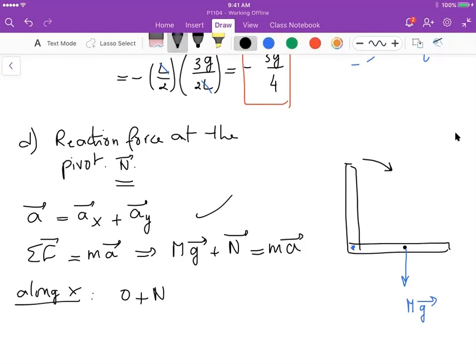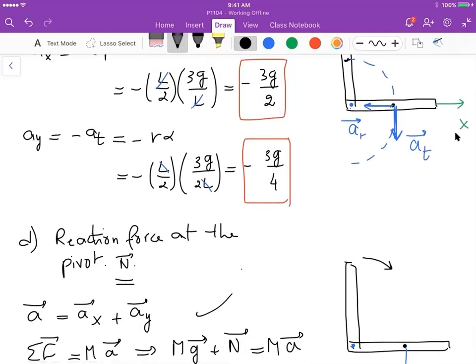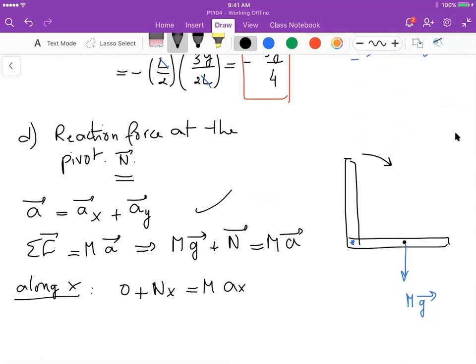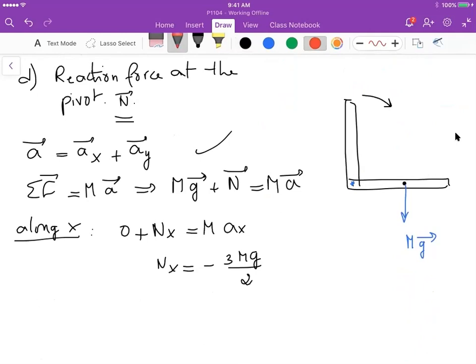This will show through the equation that we get here: it is equal to m times ax, right? But since M here is capital M for the rod, we used capital M everywhere, we should keep it capital M. m times ax, and we know the value of ax, it is minus 3g divided by 2. So we just need to replace. We end up with nx equals minus 3 times mg over 2. And so this is the expression, or this is the x component of the normal force.